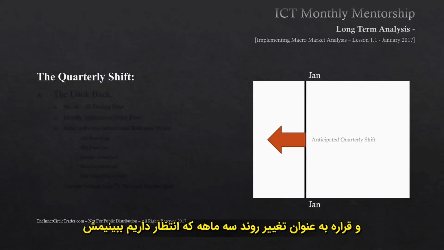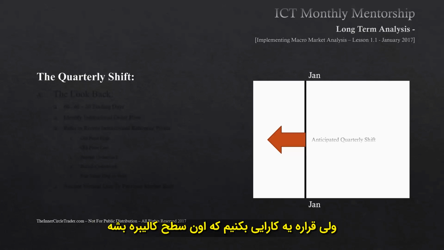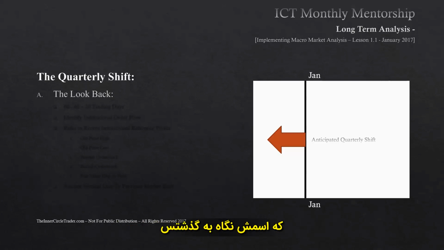And we're going to be viewing that as the anticipated quarterly shift. Now, we don't know that's going to be true, but we're going to do some things to arrive at how we can calibrate that level. And this is called the look back.